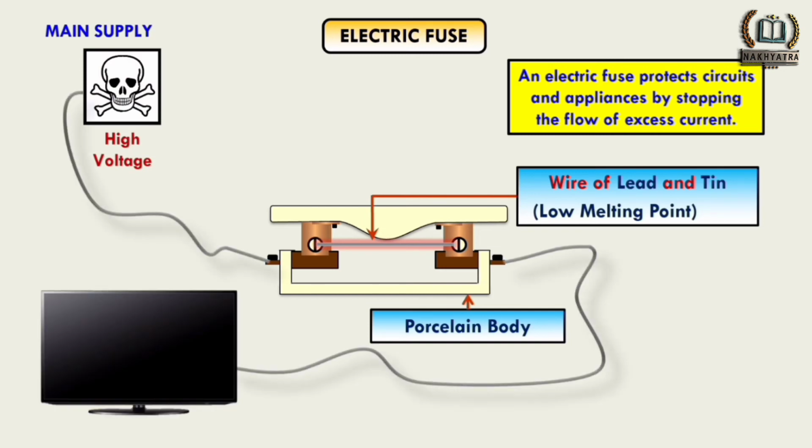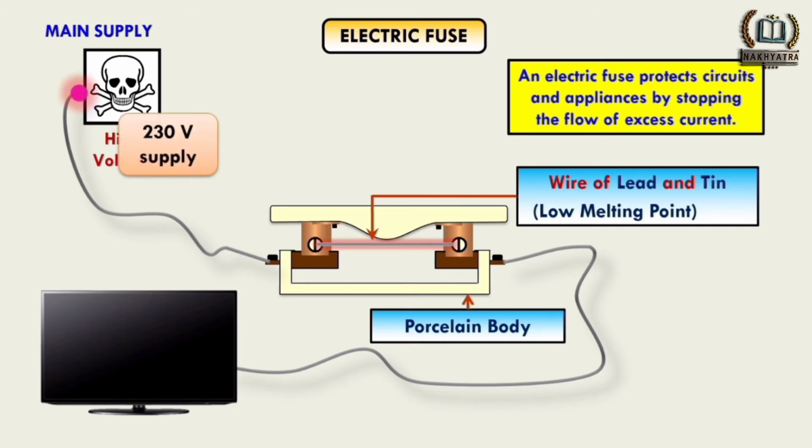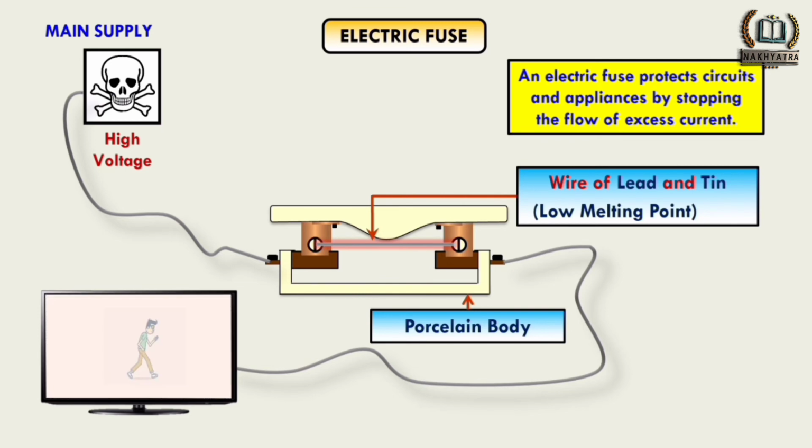Now see, when the main supply is connected through an electric fuse to an electrical appliance, here we are taking the TV as an electrical appliance. Okay. So see, domestic voltage in our house is around 220 volt to around 240 volt. And when there is a supply of 230 volt to any electrical appliance through the fuse, there is no harm in the electrical appliance.